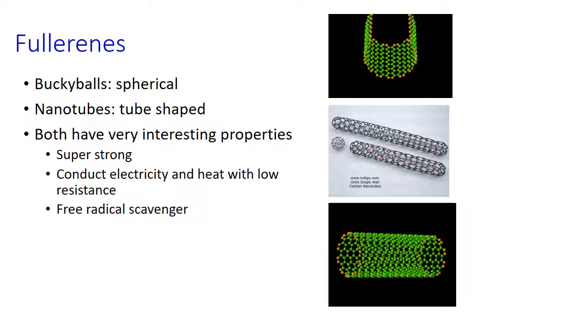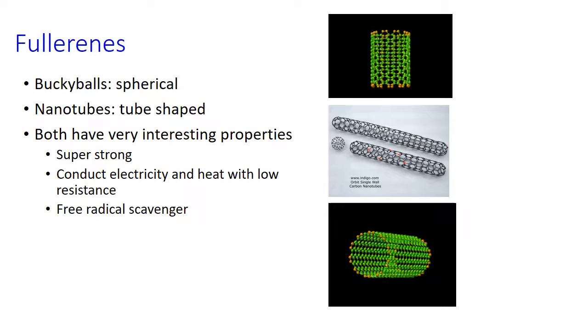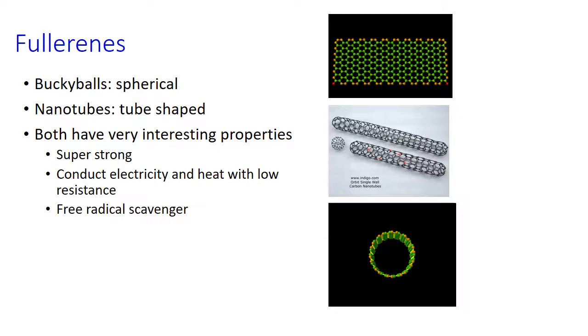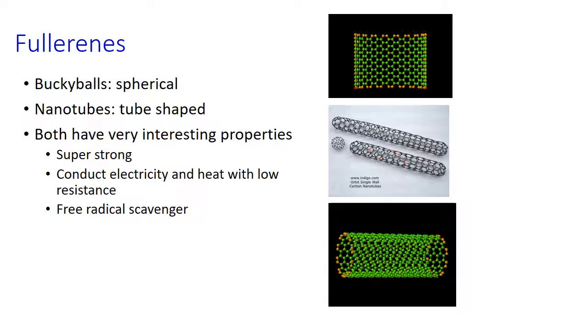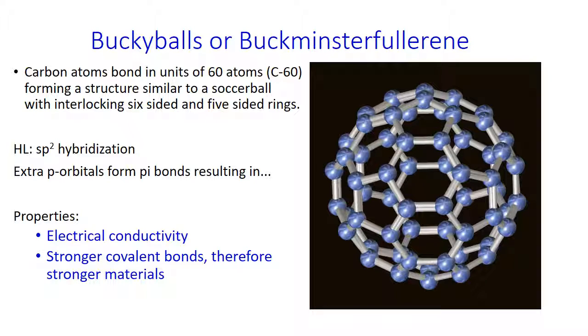And the final allotrope is the Buckminsterfullerenes, or Buckyballs. They're super strong, they conduct electricity, and they scavenge for free radicals. All very good properties. Basically they're C60, like footballs, with interlocking 6-sided and 5-sided rings. They have sp2 hybridization, the same as graphite, and they also have extra p orbitals to form pi bonds, so that means they conduct electricity just like graphite, but they also are stronger in terms of the covalent bonds and therefore can make stronger materials.